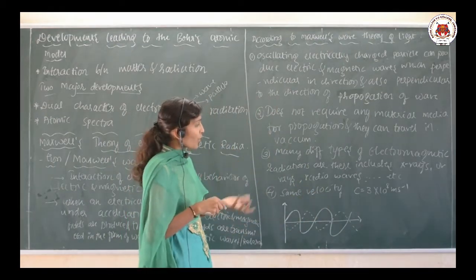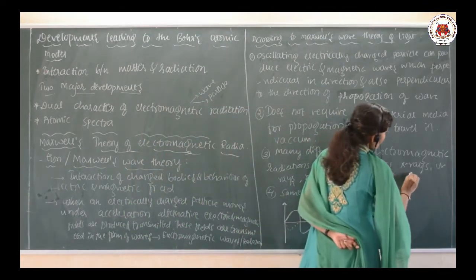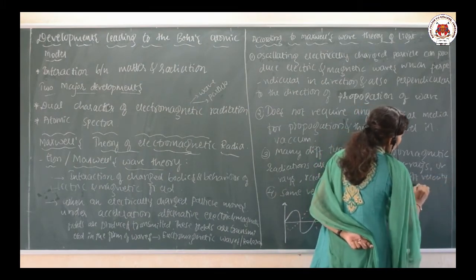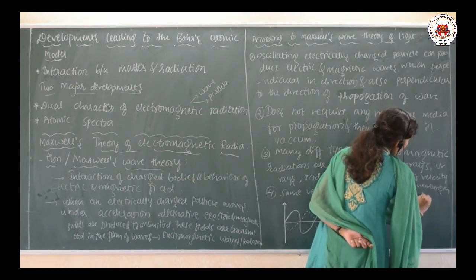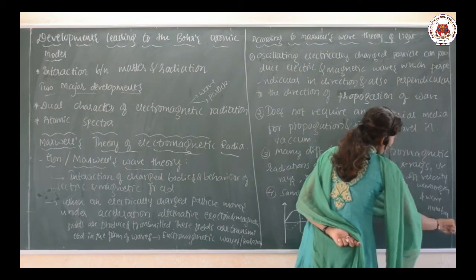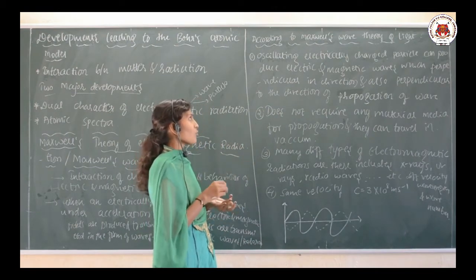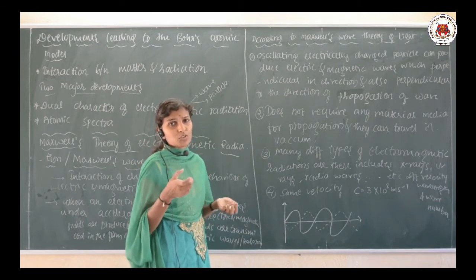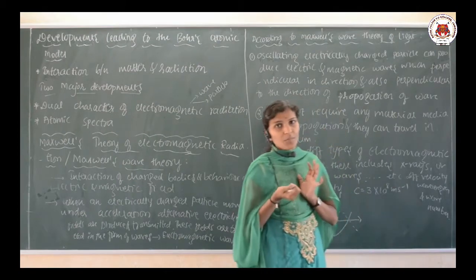And all these waves have different velocity, wavelength and wave number. Okay, and the last point: all these electromagnetic radiations move with the same velocity, which equals the velocity of light, 3 into 10 to the power 8 meter per second.